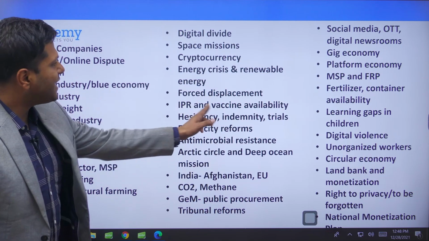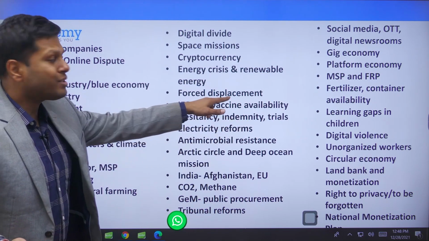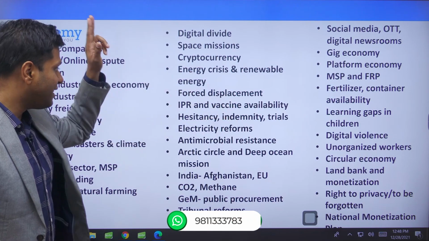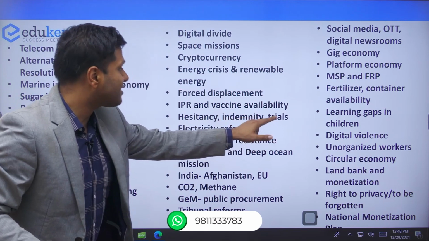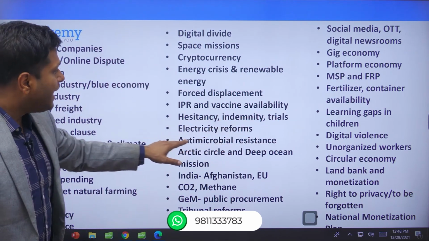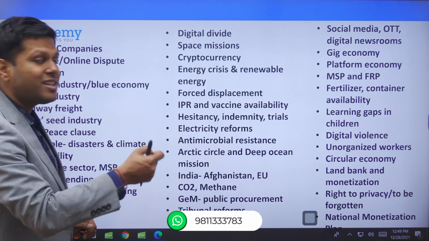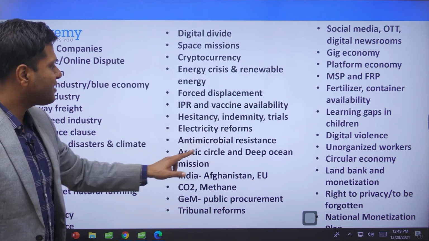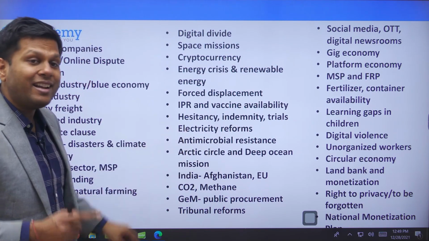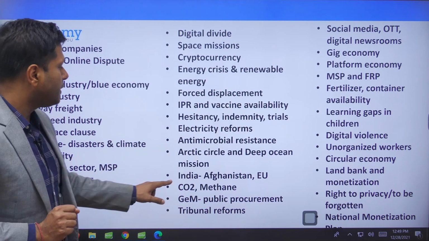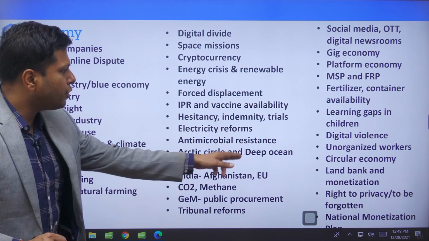So example is intellectual property rights and vaccine availability, right? India has been demanding it. Forced displacement around the whole world has increased during COVID times. Vaccine hesitancy, indemnity, trials. See, these are the keywords to be used. Electricity reforms around our country itself, right? Power purchase agreements, antimicrobial resistance, Arctic Circle, deep ocean mission, and not only Arctic Circle, Antarctic region treaty as well, both of them. Relations between India and Afghanistan, in the European Union. There are a few more, we will come to it, right?